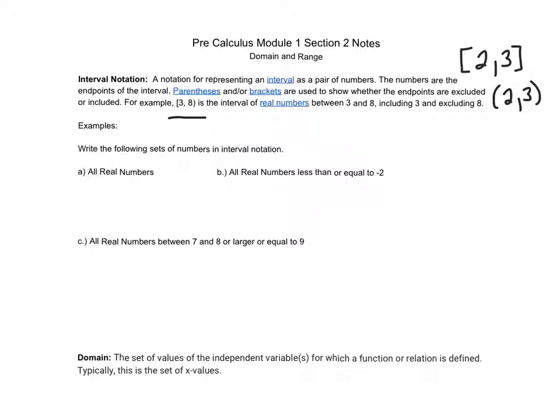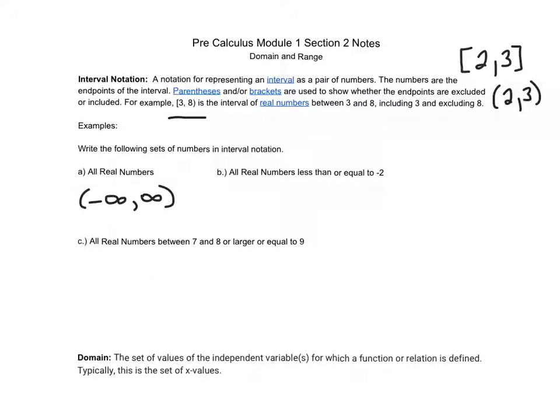So here are a couple examples where we could write interval notation. First, all real numbers. All real numbers would be every number that we know in existence. Since we really don't have a smallest or biggest number, the way we write this is negative infinity to positive infinity. Infinities always get parentheses. This basically represents the smallest negative number and the biggest positive number and all the numbers in between.